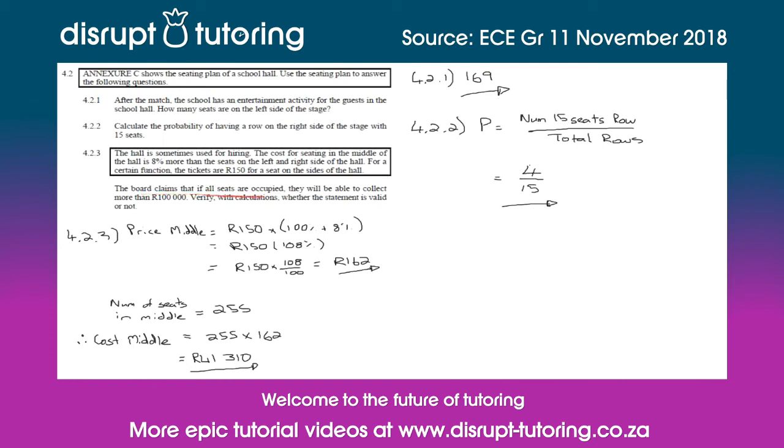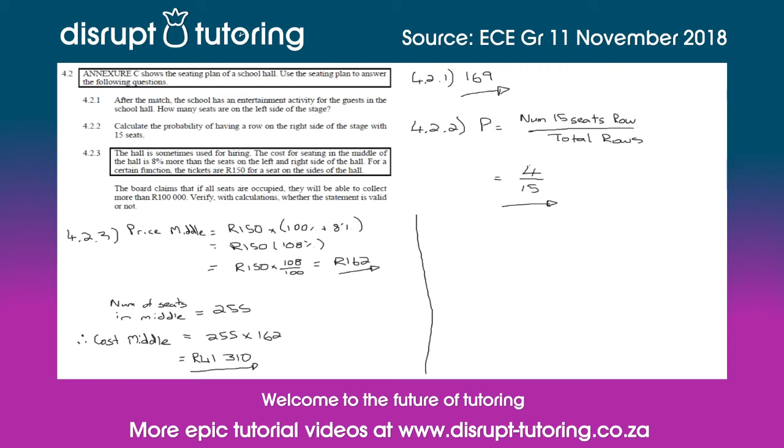So I actually didn't really read the rest of the question, but what it says is the board claims that if all the seats are occupied, they'll be able to collect more than 100,000. So we are trying to verify that the total is going to be more than 100,000. So the total cost for the middle is already 41,310 Rand. So now let's do the left hand side.